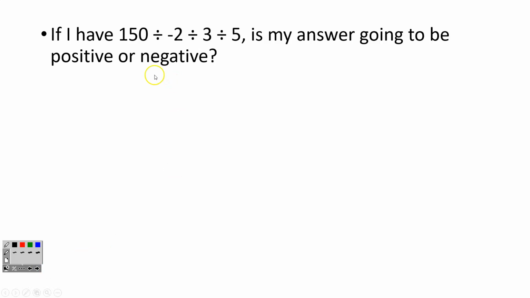So what about something like this? Something huge. Well, if I'm looking at this problem, I see a negative here, and that's it. I don't see any other negatives. So 1's an odd number, so hopefully you've thought to yourself already that my answer is going to be negative.